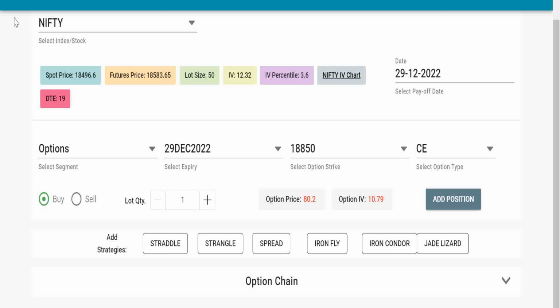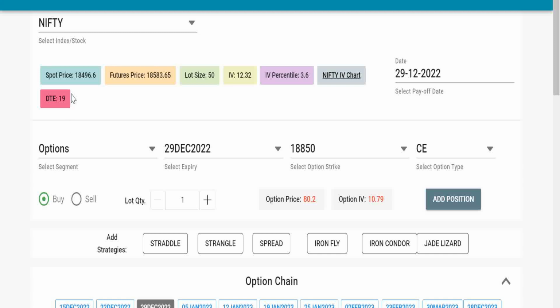So how to choose the strike price and how to implement the strategy, everything we will see in this definition website. So in a short straddle, what you have to do is sell the at the money call option and the at the money put option.